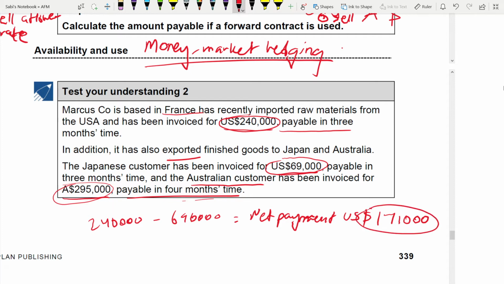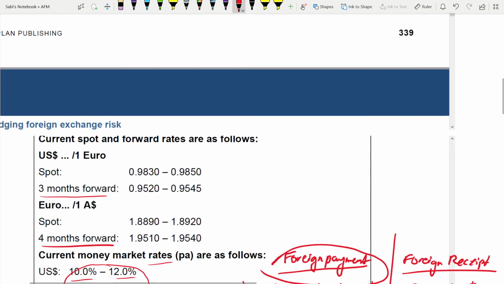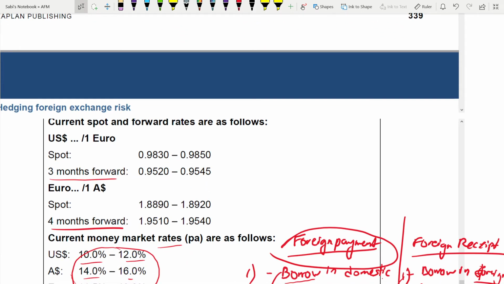Okay. So now you go and start using forward. First we'll use forward. Then we'll use money market hedge. Sometimes we cannot use forward for some currencies. We have to see the forward is in which currency. So now we'll see the forward. If you see the forward, it is US for euro, and even for 4 months here it is euro for Australian dollar. So in this case we can use one for the Australian dollar, the other one is for the euro and US. So we'll be using the 3 month forward.